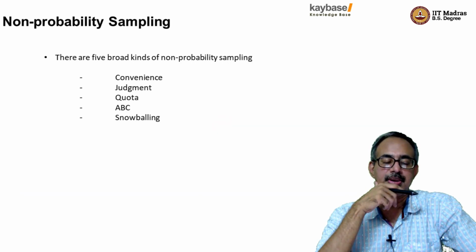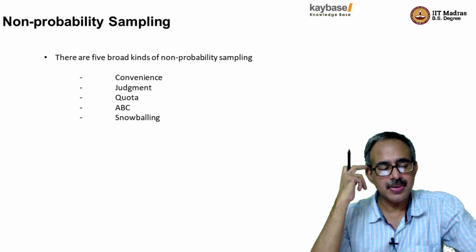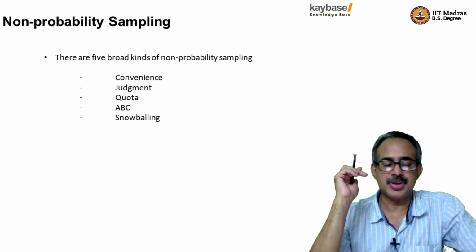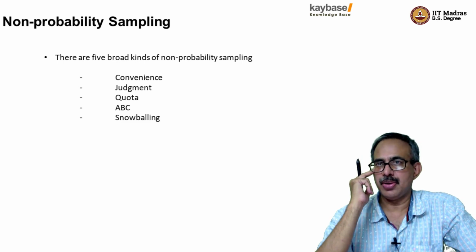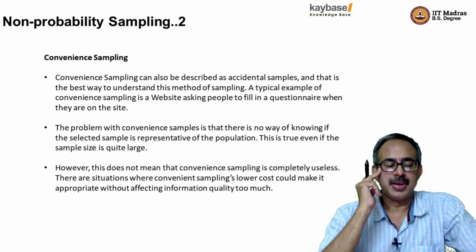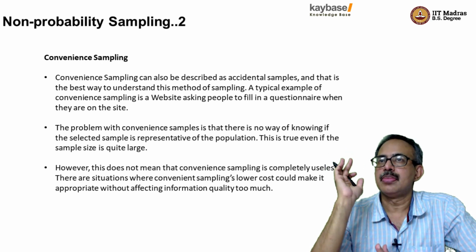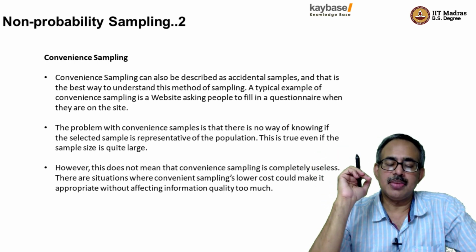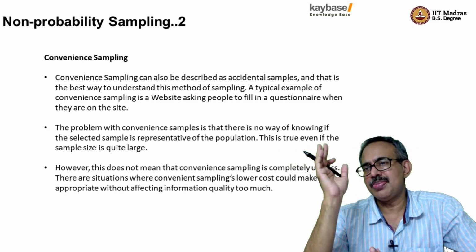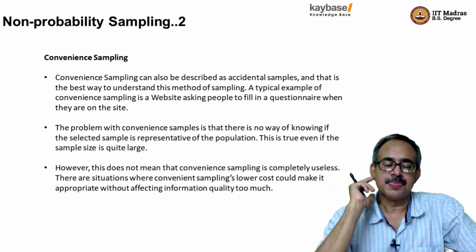Okay. Yes, so let's look at the different kinds of non-probability sampling. As we saw a couple of slides ago, there are 5 kinds of non-probability sampling: convenience, judgment, quota, ABC, and snowballing. Let's go through each of these one by one. So convenience sampling, actually the word itself describes it. It is convenient for the researcher. The researcher doesn't make much effort to draw a sample, and so it's called convenience sampling. It can also be described as accidental samples, which is not a term that is used very often, but it is an accepted understanding of the concept.